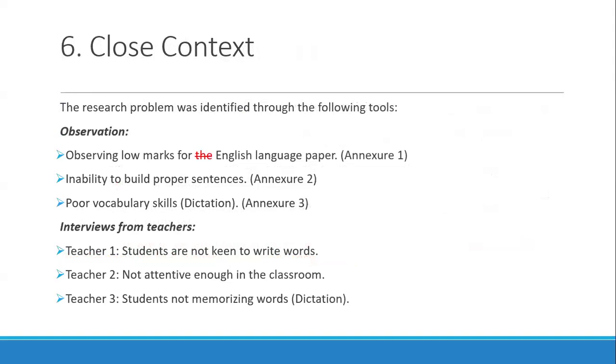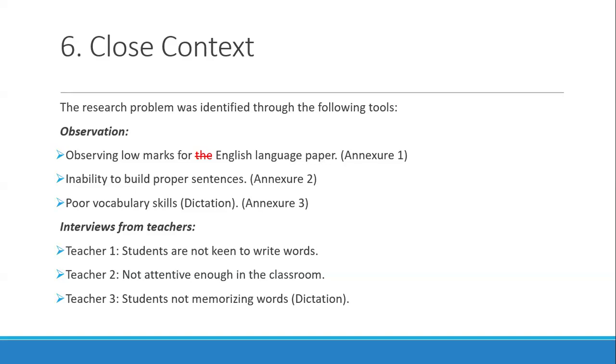Objectives, my research question. Context: how did you identify your research problem? Through observations. Observing low marks for the English language paper, Annex 1. Inability to build proper sentences, Annex 2. You should have evidence for these annexes, right? Poor vocabulary skills. Poor dictation. You can attach one photo of the student's work.